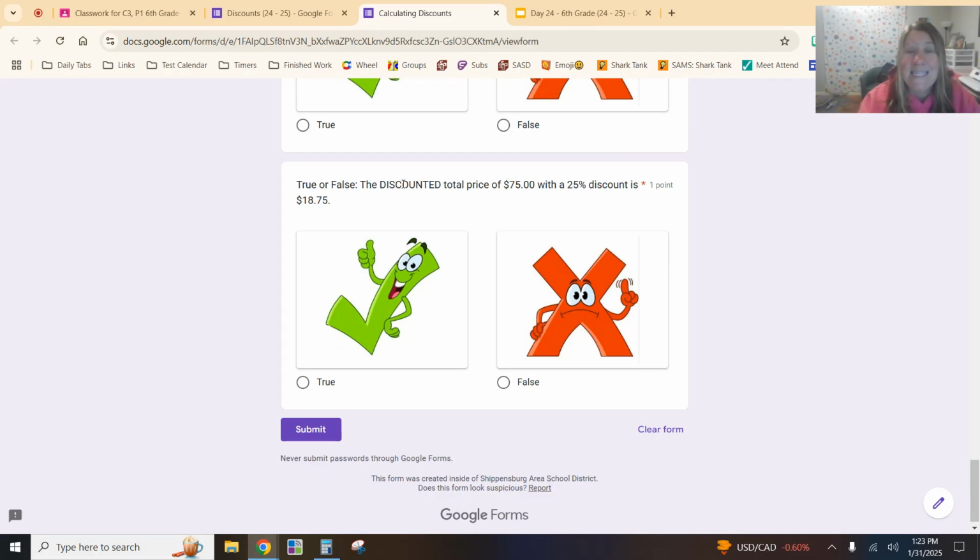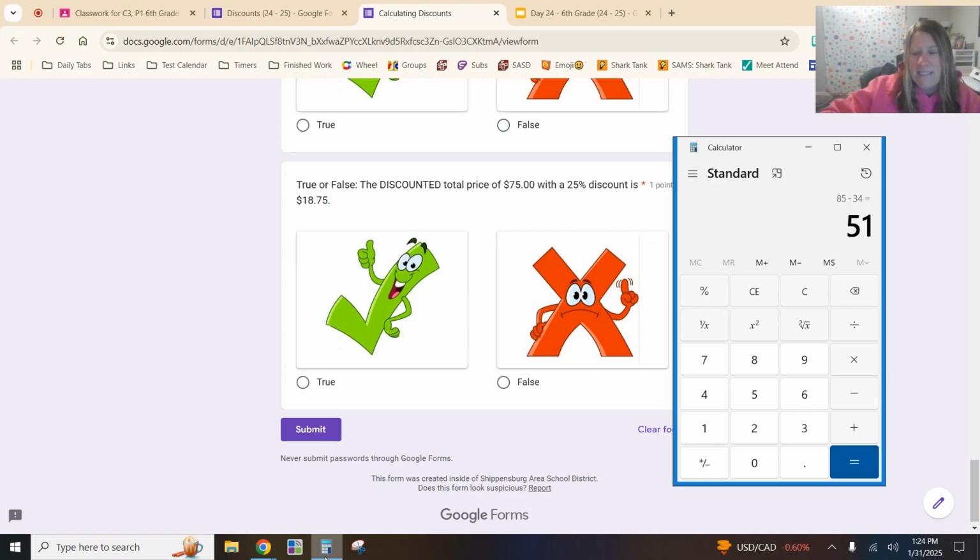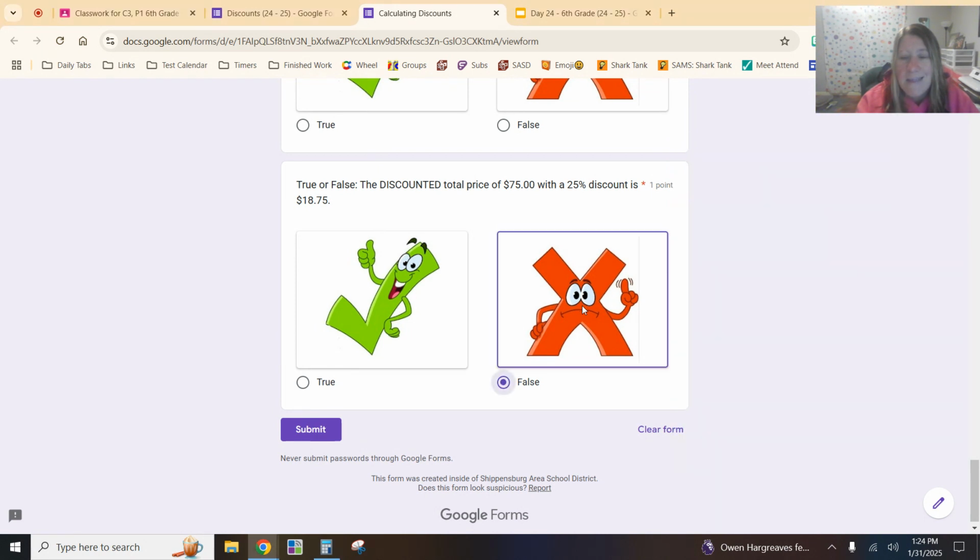So true or false, the discounted total price. So this is the discounted price after you have subtracted the discount. It's $75 and it has a 25% discount. So I'm taking 75 and I'm multiplying it by 25%. That is the amount of the discount, which is $18.75. We would have to take $75 minus $18.75 to figure out that the discounted price is $56.25. Therefore, last question is false.